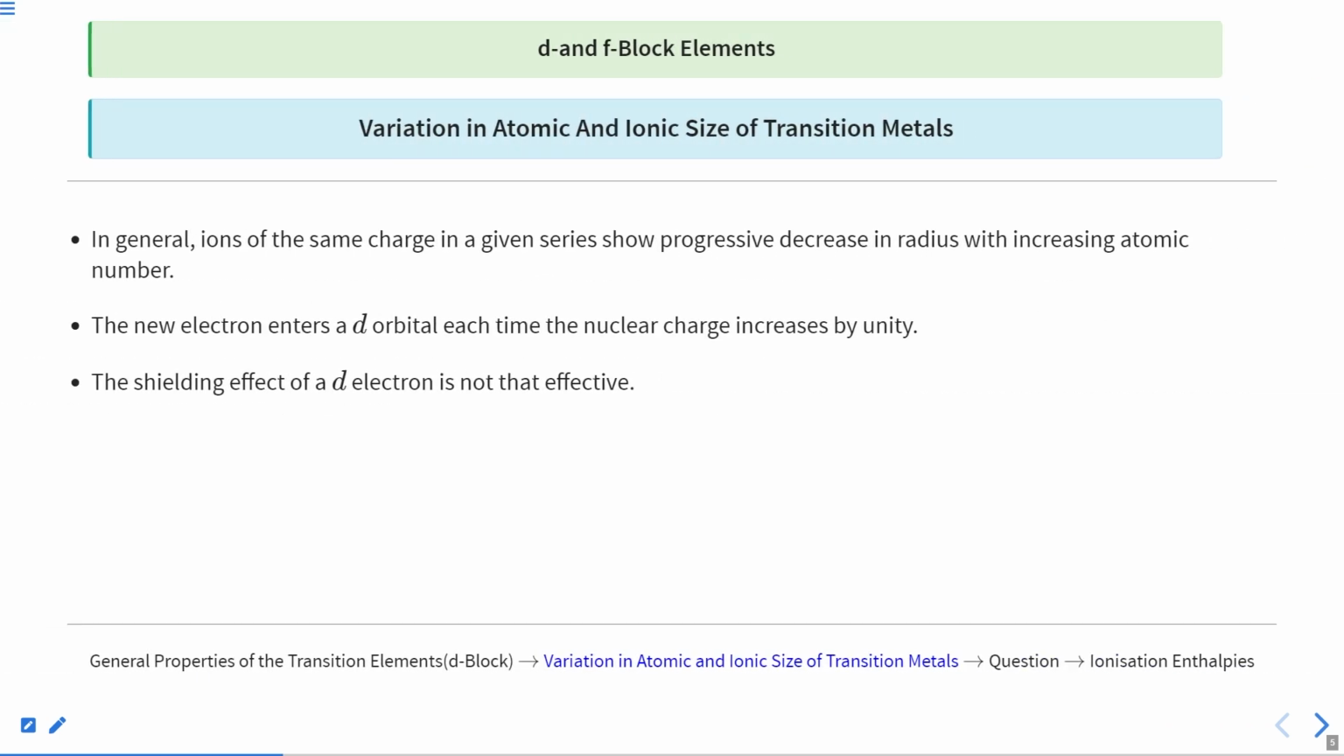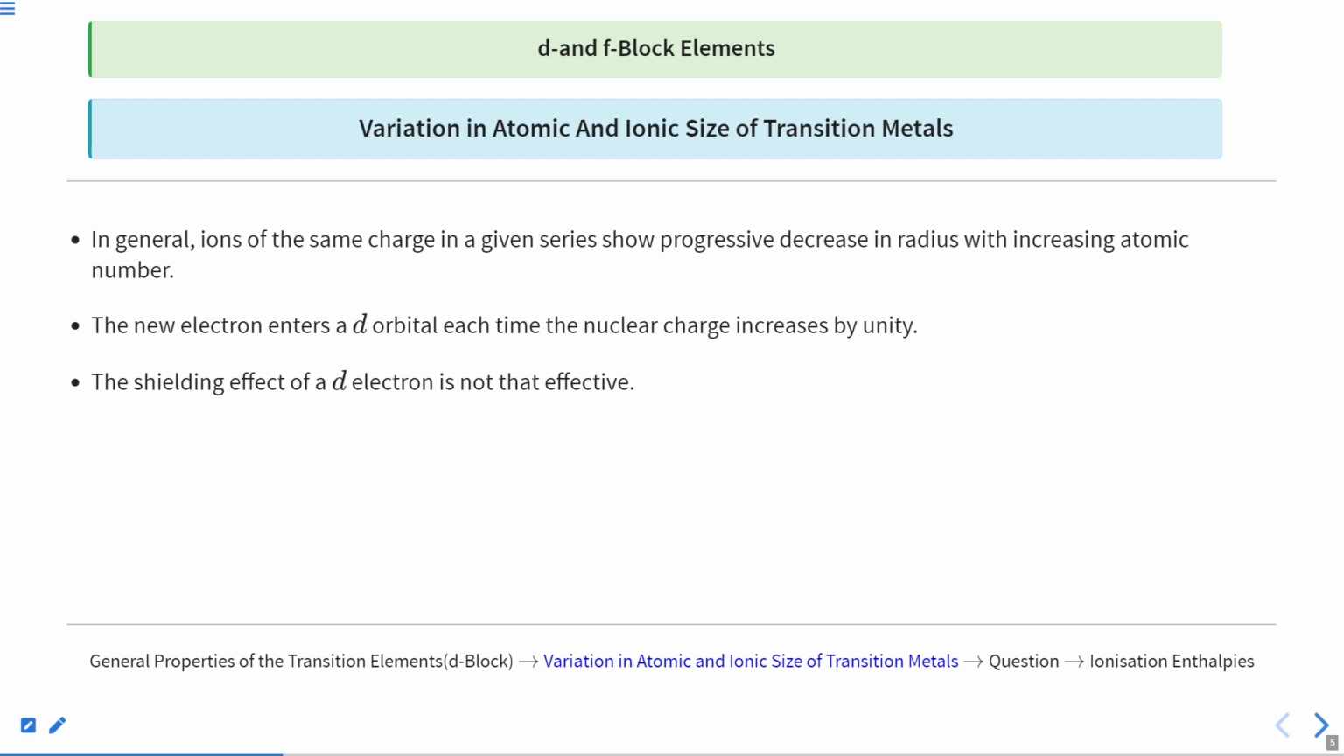So in general, ions of the same charge in a given series show a progressive decrease in size with increasing atomic number. So as we move along a given series, if they have the same charge, then there is a decrease in radius with increasing atomic number.